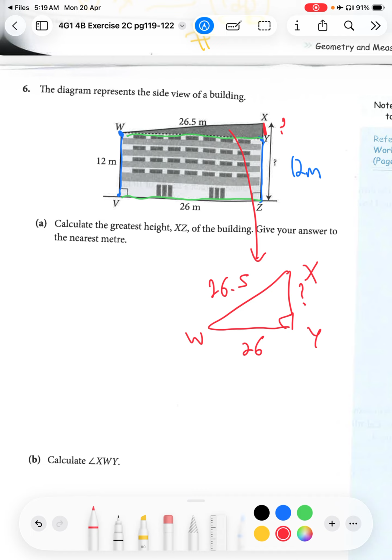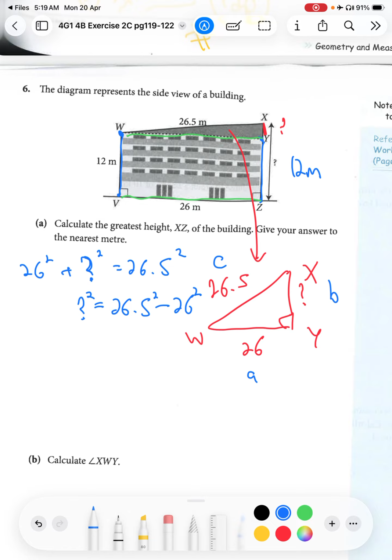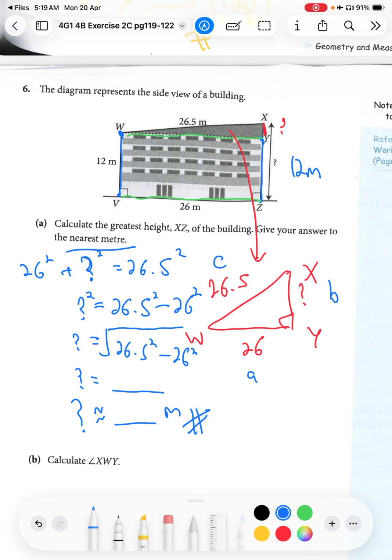So again, I use Pythagoras theorem. This is my C, this is my A, this is my B. So 26 squared plus the question mark squared equals 26.5 squared. Then the question mark squared is 26.5 squared minus 26 squared. Because I don't have a calculator, I bring the square over first. I press the calculator. Because they want the nearest meter, I round off to the nearest meter, and that's my answer.